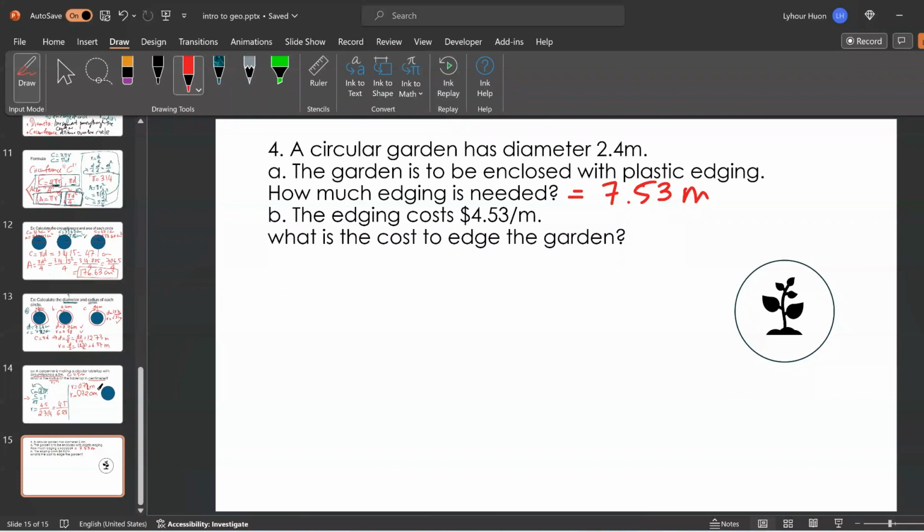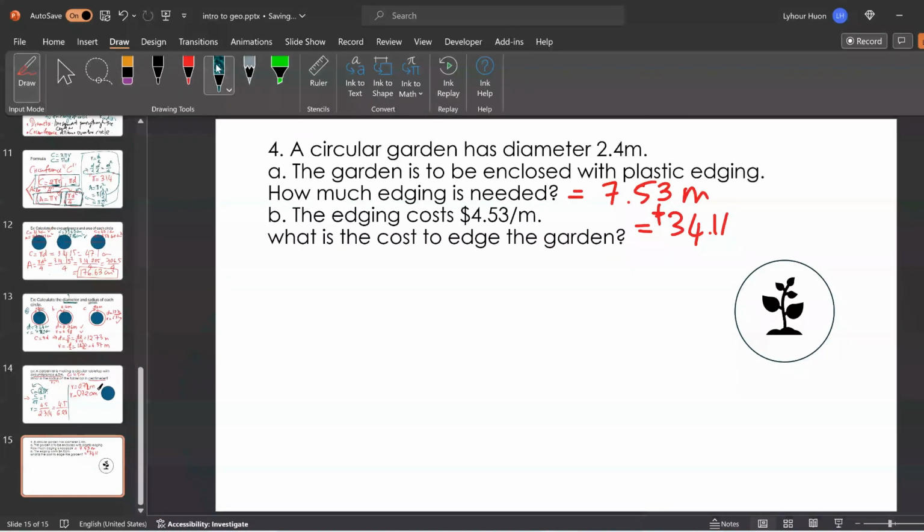Second question is how much does it cost? This is going to be a really big number, but $34.11. 34 dollars, 11 cents. Okay. So next.